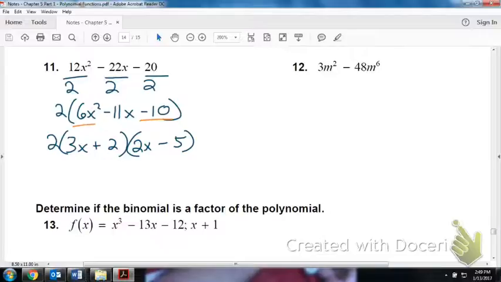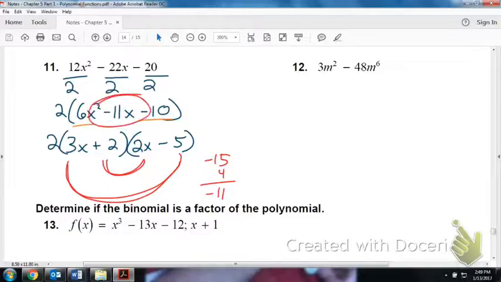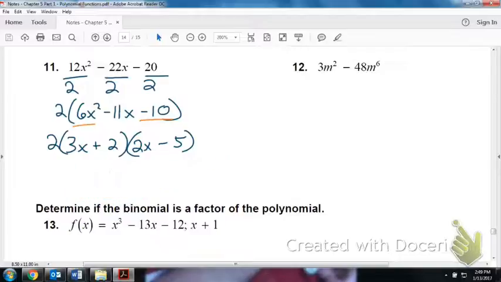And then the way we check is, remember, it's outside, inside. So the outside, 3 times negative 5 is negative 15. Inside, 2 times 2 is 4. Those add up to negative 11, which is our middle term, so we did it right. And what I did there in red is just chicken scratch. You don't have to do it. And since there's no x squareds left, we're done.